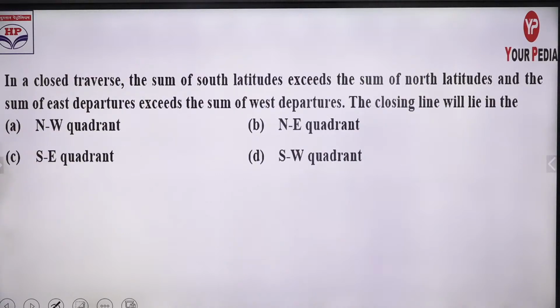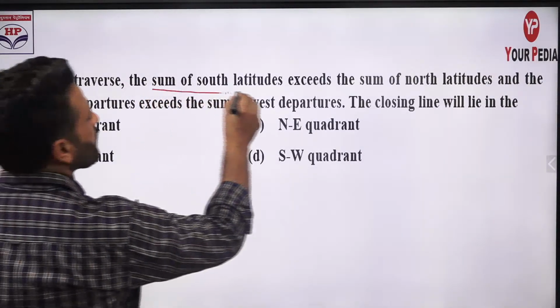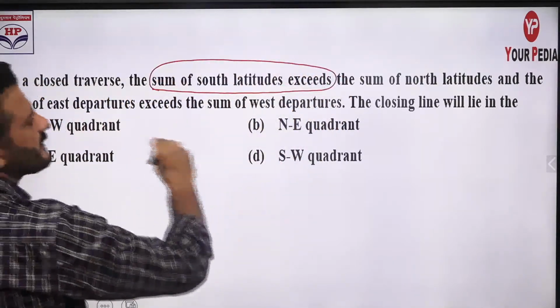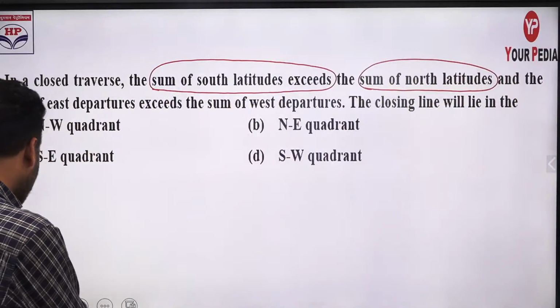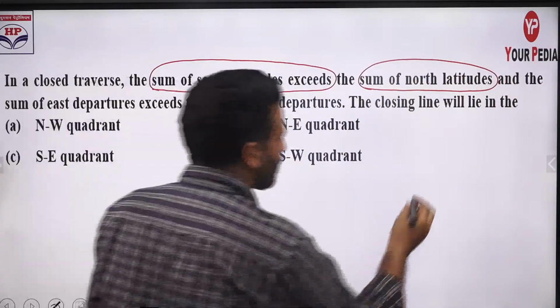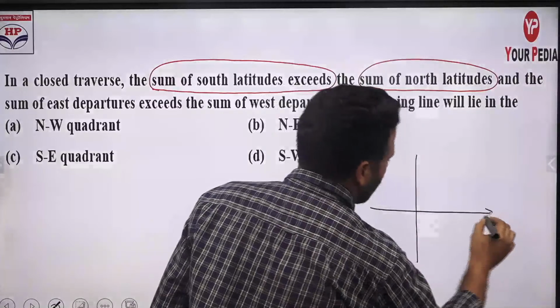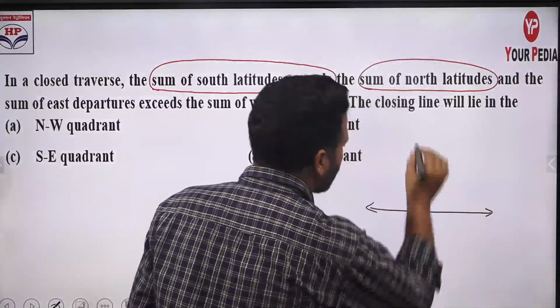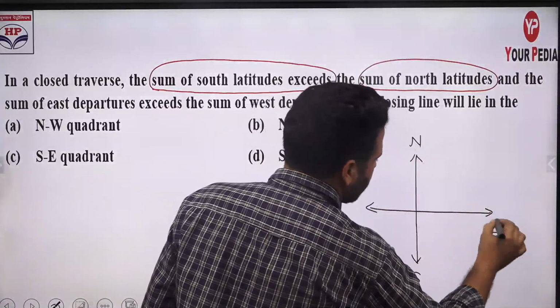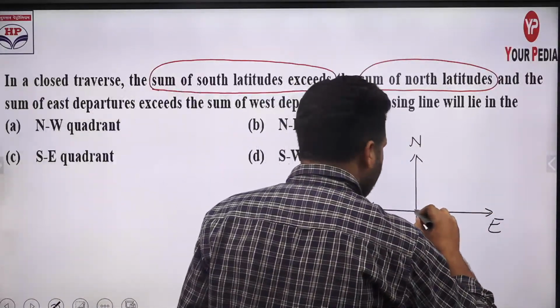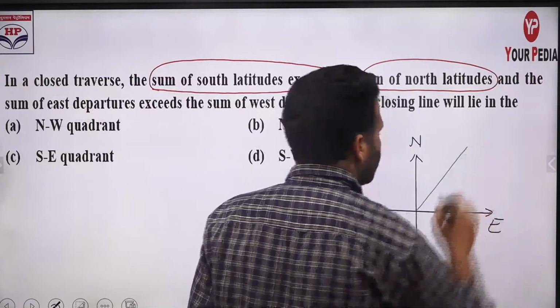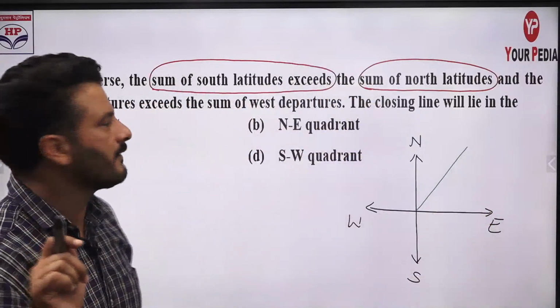Now in the next question: in a closed traverse, the sum of south latitudes exceeds the sum of north latitudes. So let me first of all tell you guys what is the meaning of latitude and what is the departure. Suppose here we have this coordinate system, north, south, east, west. Here we have a line, and this line is making an angle theta with the north-south axis. Pay attention, the line always makes angle theta with the north-south axis.